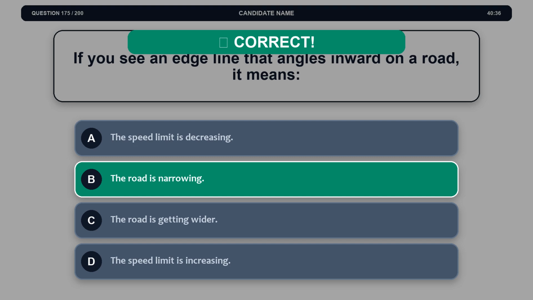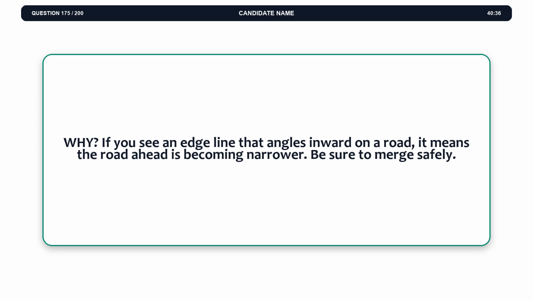The correct answer is option B. The road is narrowing. Explanation. If you see an edge line that angles inward on a road, it means the road ahead is becoming narrower. Be sure to merge safely.